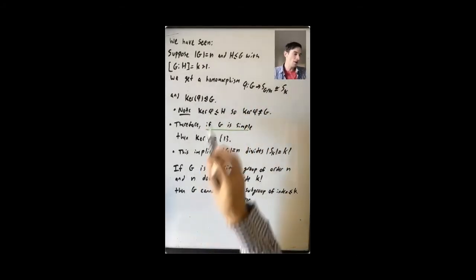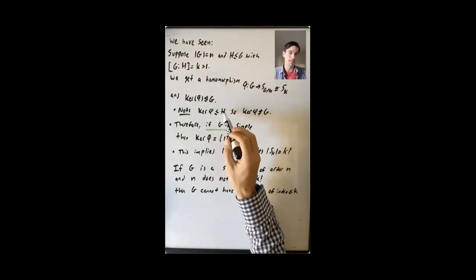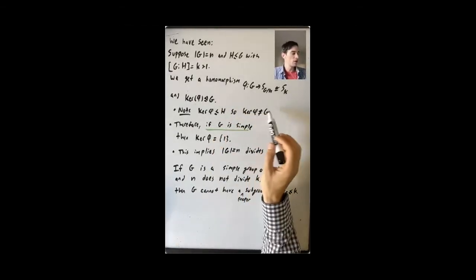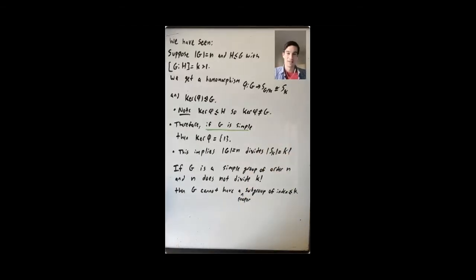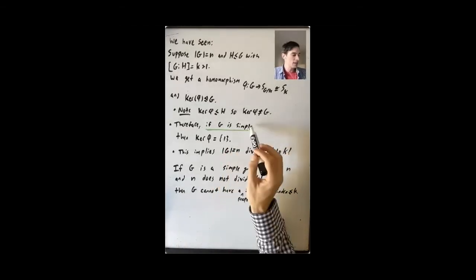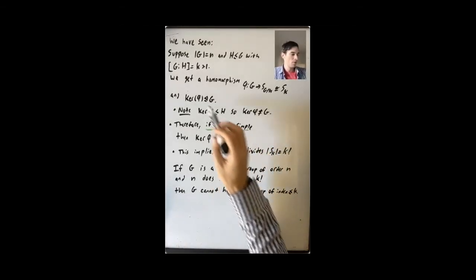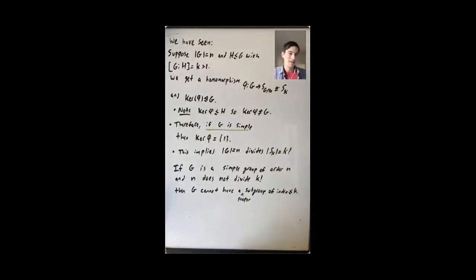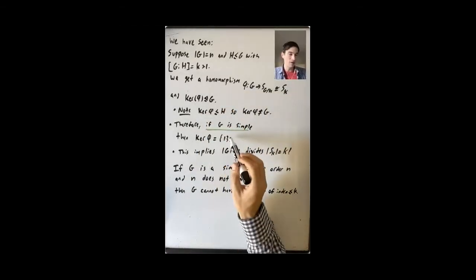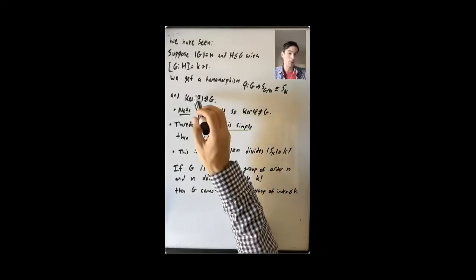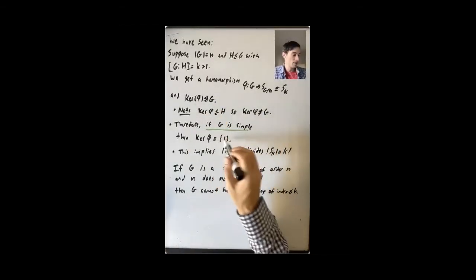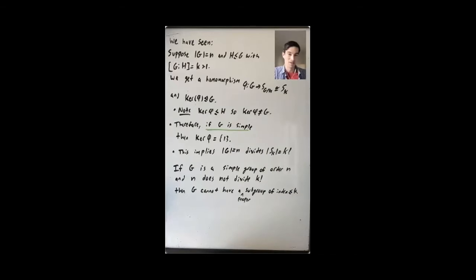And we know also that the kernel of this homomorphism is contained in H. So the kernel is not all of G. So that means that if G is simple, well, the kernel is a normal subgroup. It's not all of G. So if it's not the trivial subgroup, then it's a proper non-trivial normal subgroup of G. So if G is simple, the kernel is trivial.